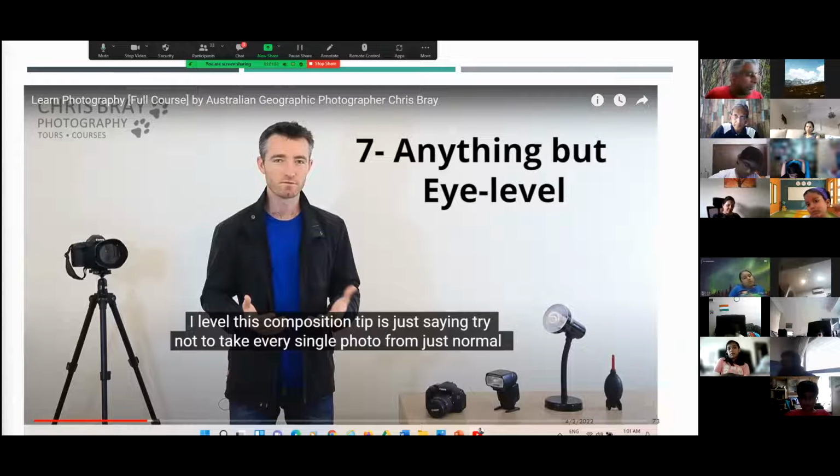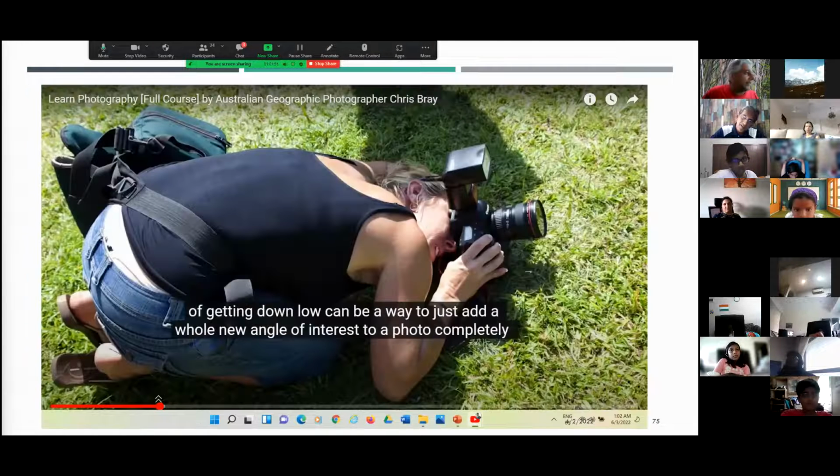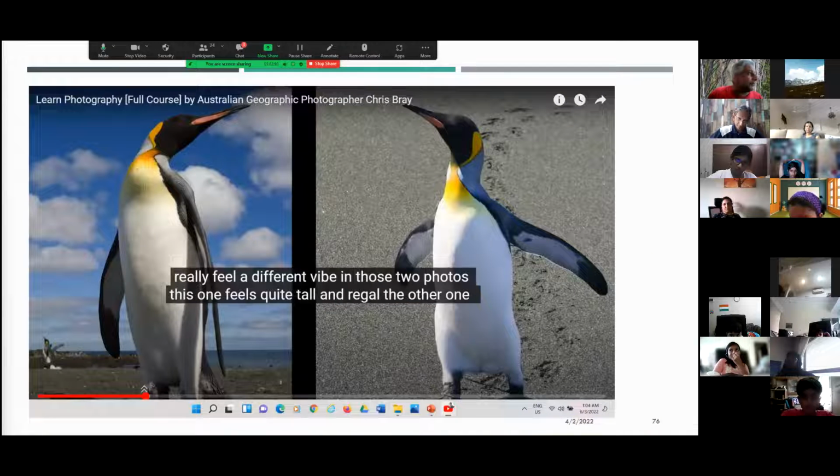Tip number 7, taking photographs from anything but eye level. I like this tip from Chris, not to take every single photo from just the normal line. Here you can see Alicia. I remember my daughter Alicia taking this one of her cousin, and I thought she was crazy. But now the professionals are saying this is how it should be done. So I found this photo to show you this tip. You actually should go right down. If you can see here, on a serious note, how low one needs to go to get a new and interesting perspective of a subject. So you can see this photographer has gone right to the ground, and she is taking the picture of this penguin.